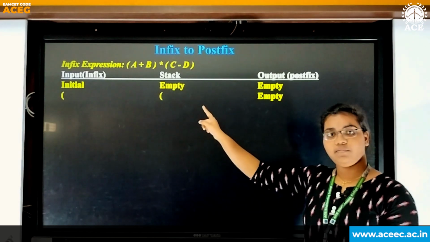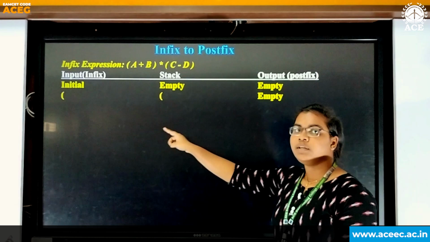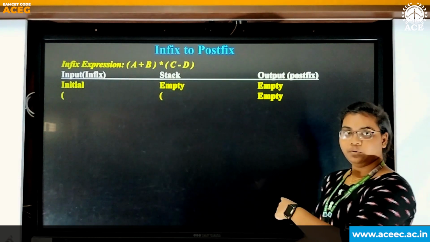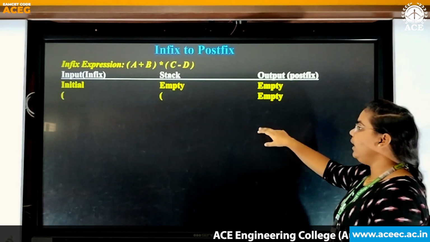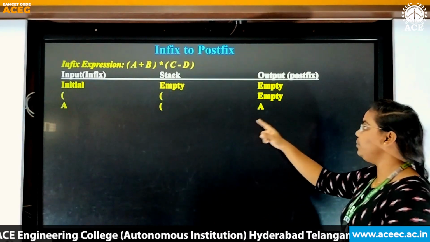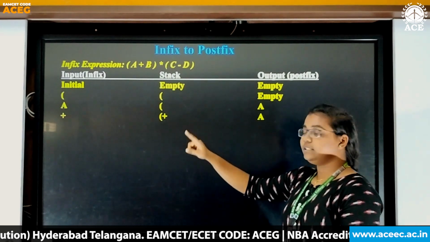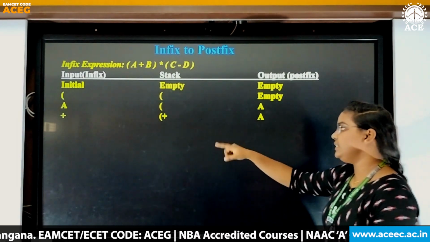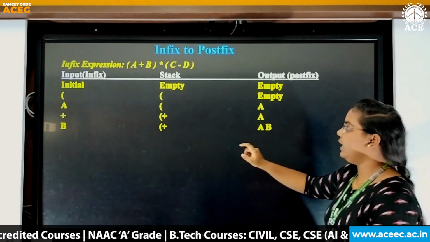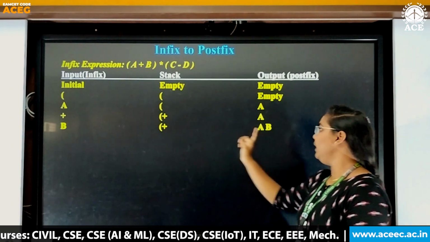Initially, the stack is empty and the output is also empty. The next reading symbol is a left parenthesis, so we directly push it into the stack, and the output is empty. The next reading symbol is a, an operand, so it is directly printed into the output. The next reading symbol is the operator plus, which is directly pushed into the stack, and the output remains the same. The next reading symbol is b, an operand, so it is not pushed into the stack and is directly printed.